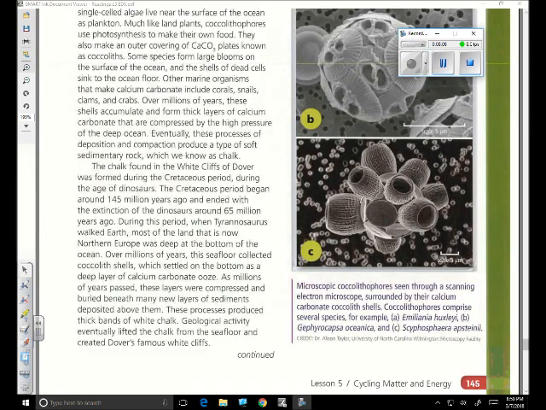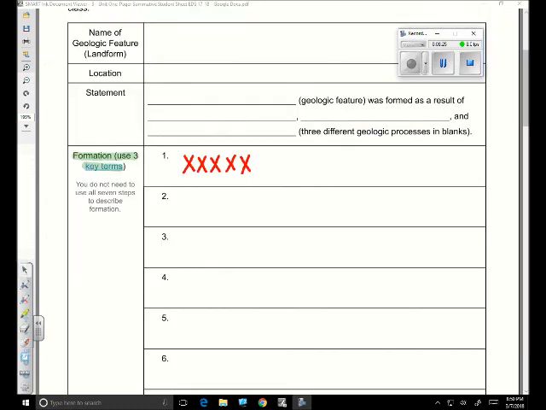So your second step is right here where it says the seafloor collected coccolith shells which settled at the bottom as a deep layer of calcium carbonate ooze. That's your second step. So your second step of how these cliffs were made, you need to write it right here. So here you are talking about how you have dead animal shells that are basically collecting on the bottom of this ocean floor.